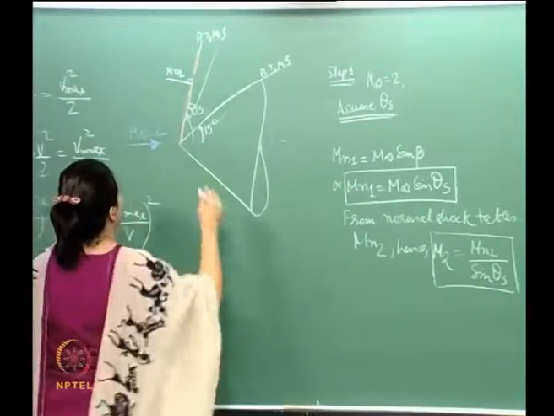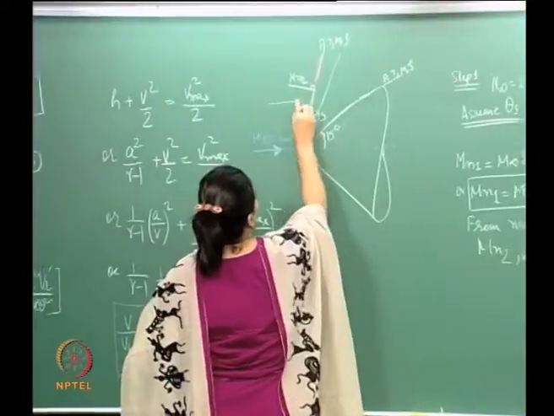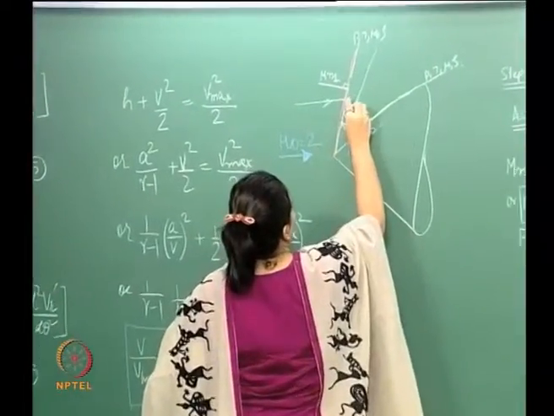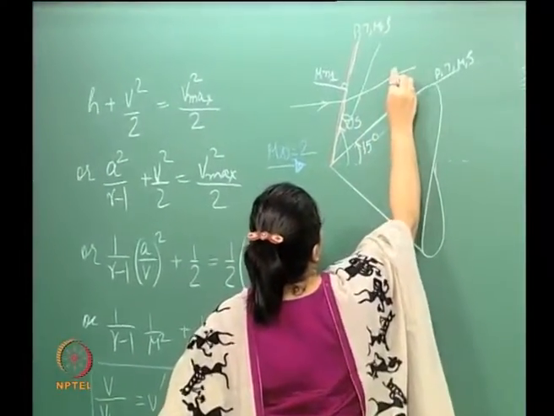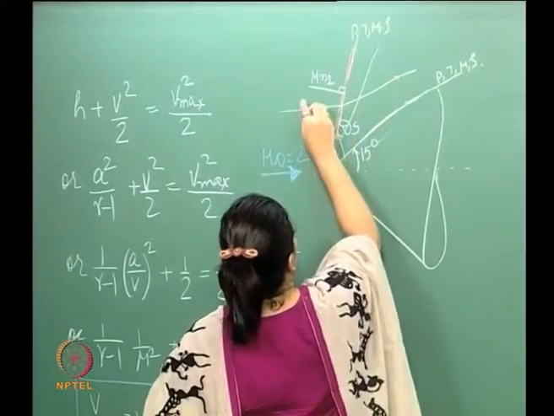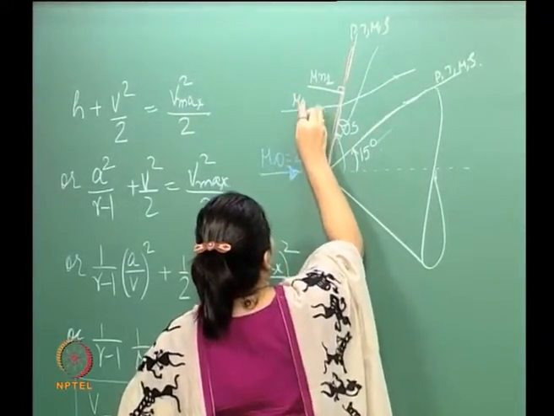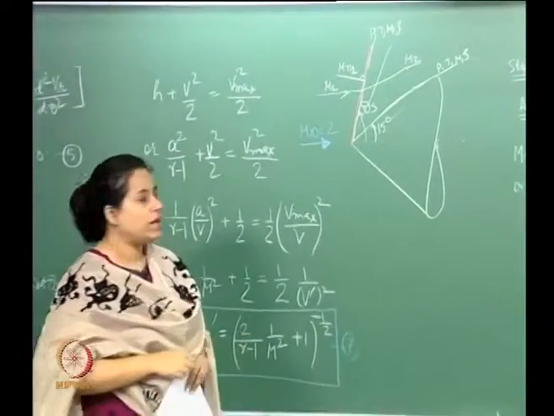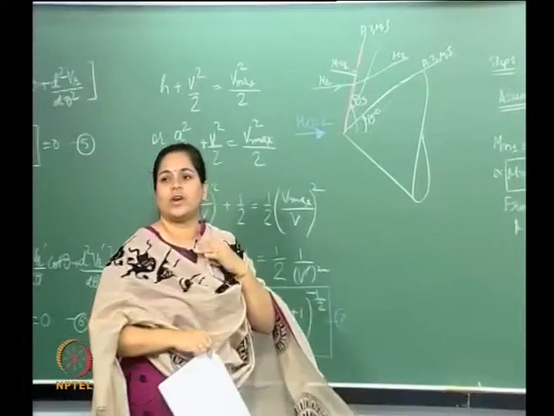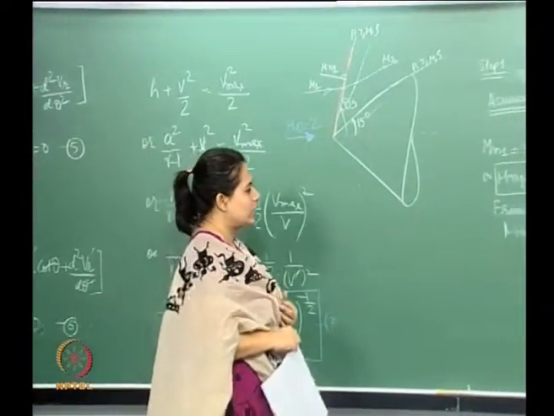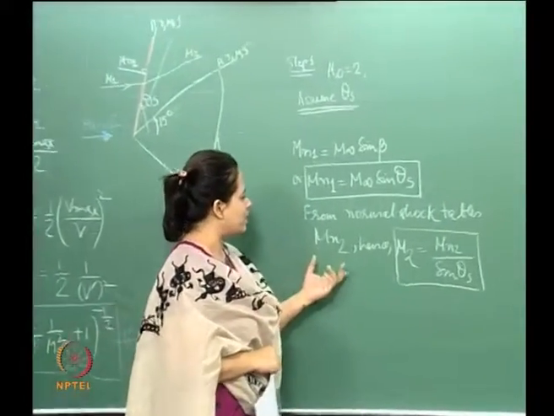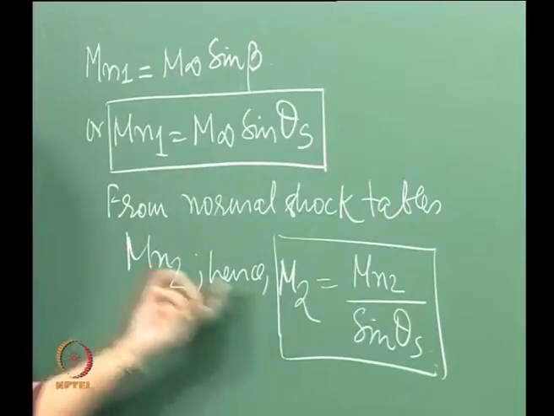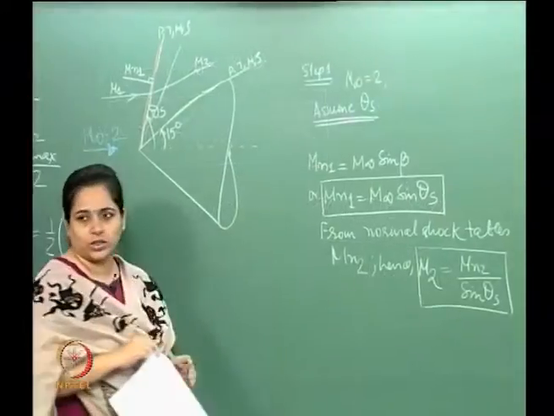Correct. So basically, if I have the free stream come in here, and there is a certain deflection like that, this is my M1 and this is my M2. So this is what we have done so far for an oblique shock. We'll do pretty much that. So from here what we get is the Mach number behind the shock wave.